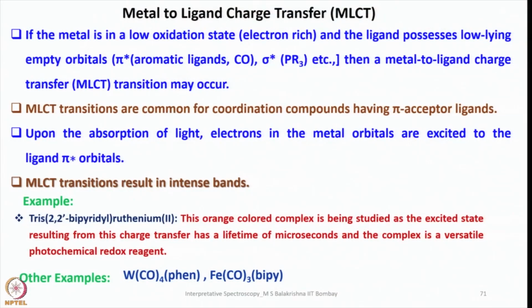Upon absorption of light, electrons in the metal orbitals are excited to the ligand pi star orbitals. So metal to ligand charge transfer can also be termed as back bonding. Metal to ligand charge transfer results in intense bands. Example, tris 2,2-bipyridyl ruthenium compound. This is an orange colored complex.